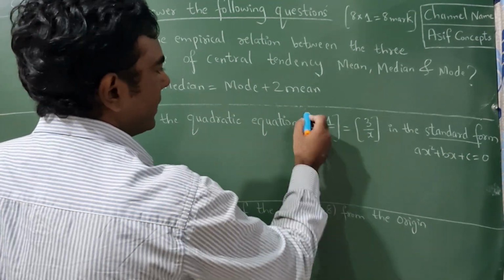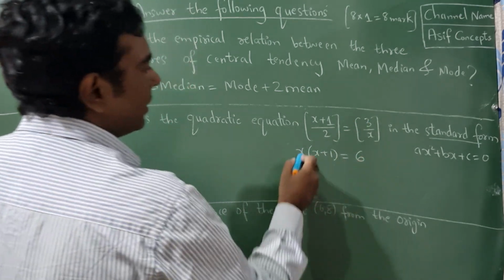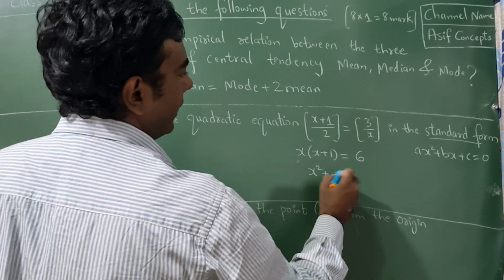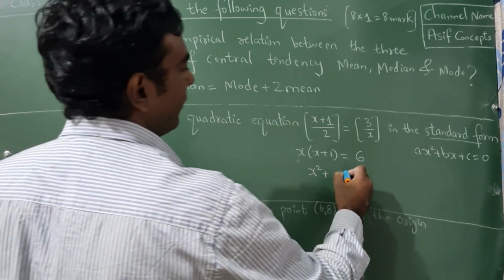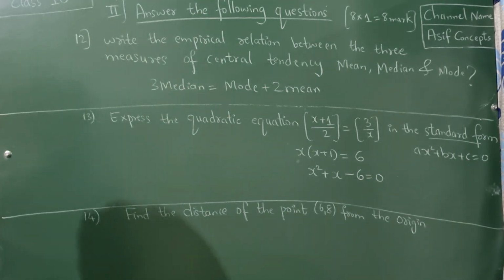I'll multiply this x here in the numerator part, and 2 into 3 is 6. So x into x is x square plus x into 1 is x. Bring this 6 on the left hand side, it will become minus 6 is equal to 0. So this is the standard form.